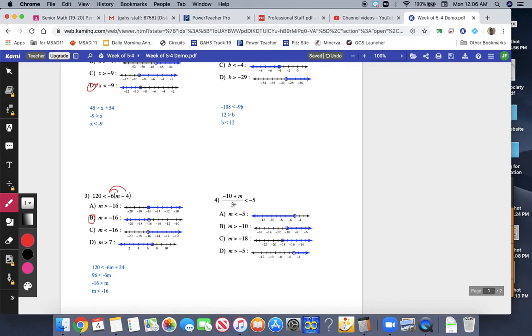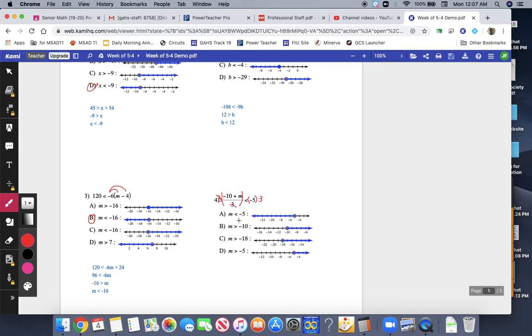And then if you ever had something where the whole thing is a fraction, multiplying by 3 is going to get rid of that 3. So I don't have to actually distribute that 3 through anything. This 3 and this 3 are going to cancel. But I have to do it to both sides of the inequality. The same things that were true with an equation are true with the inequality.